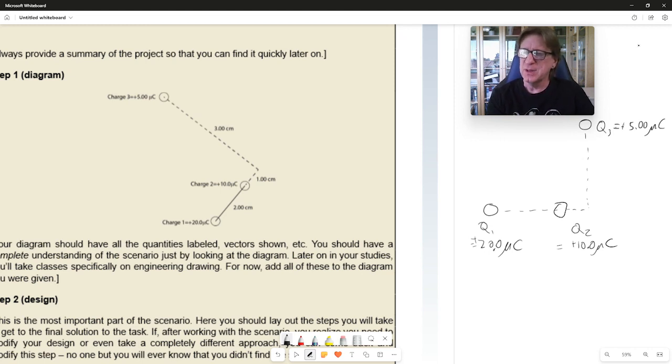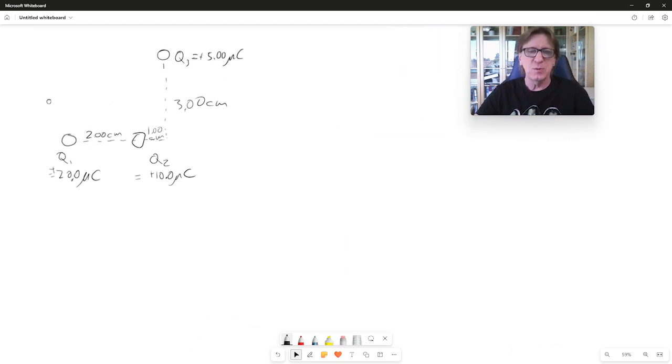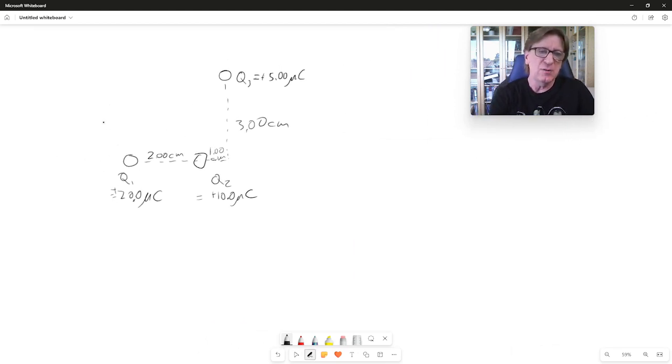Nothing more. So let's go ahead and write down our distances here. We know that this is 2.00 centimeters. We know that this is 1.00 centimeters, and we know that this is 3.00 centimeters. So now I've got this in a form that's going to be a lot easier to work with. So we're going to go ahead and get rid of our original page, and we'll put this. This is now step 1. And you see how we've done that.